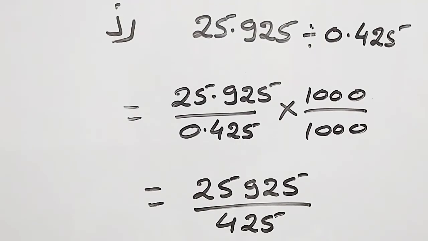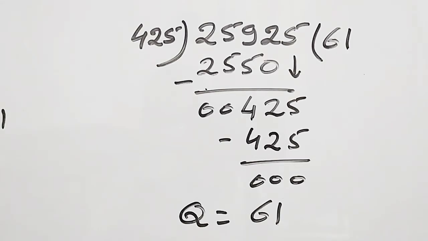Question number J. 25.925 divided by 0.425. When we write it in the form of fraction, it gives 25.925 divided by 0.425. Both the numerator and denominator are having 3 digits after decimal. So multiply numerator and denominator by 1000. It gives 25,925 divided by 425.